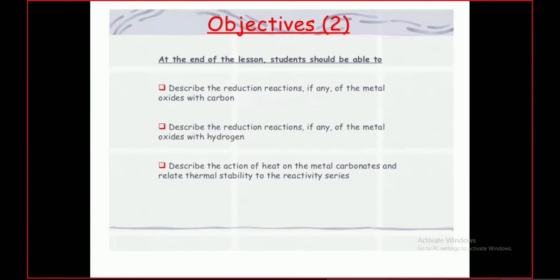The second objective is to predict whether a metal oxide will be reduced with the help of hydrogen or not. And then the third objective is describing the reaction of heat on the metal carbonates, and relating their thermal stability to the reactivity series. This objective we are going to meet tomorrow. So today we are going to discuss these two objectives. Now let's move further and see.